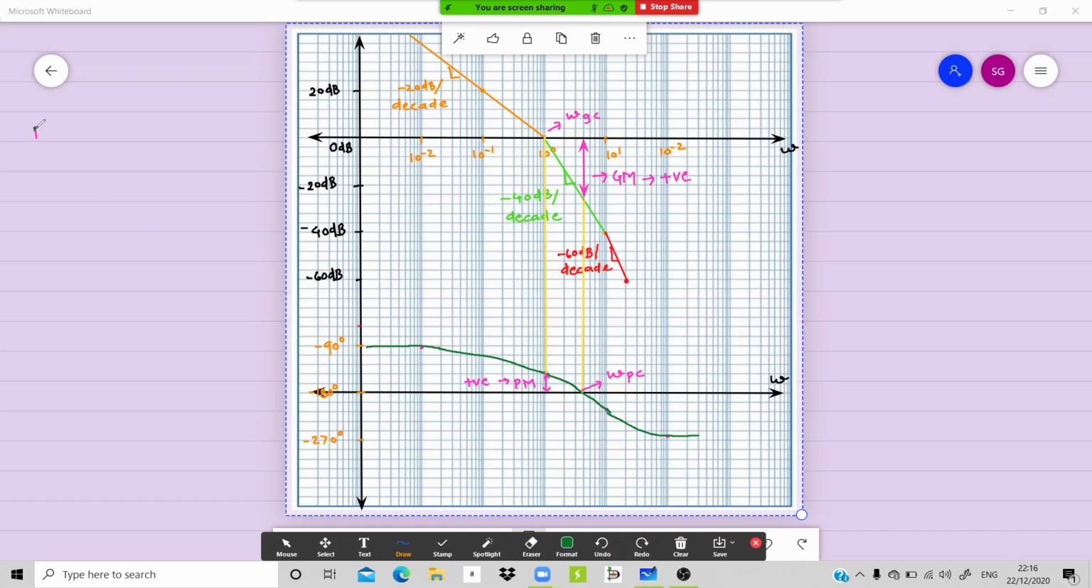So I'm saying PM positive, GM is also positive, omega GC is less than omega PC. So all these three things are indicating that yes, system is stable.